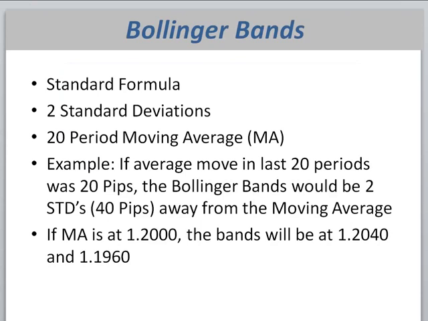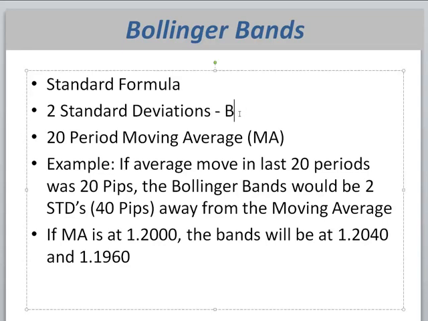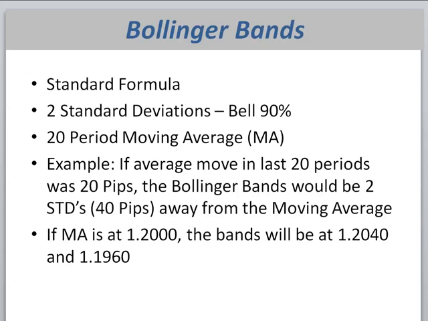Okay, back to how it works. There's a standard formula that most traders use. It's called using two standard deviations. Why do they use two standard deviations? This has to do with what's called the bell curve, where 90% of statistics, of chances, fall within two standard deviations. So that's why people stick to two standard deviations.